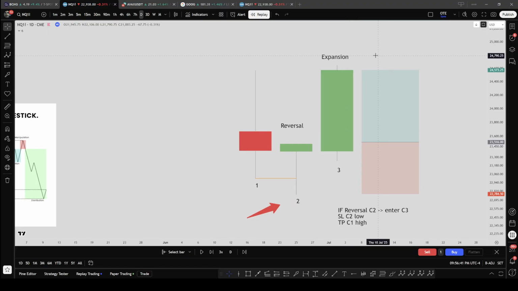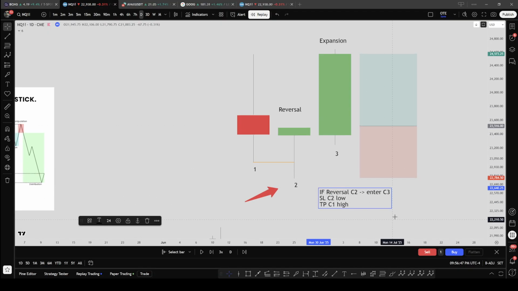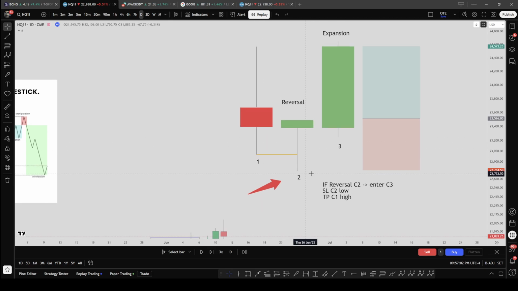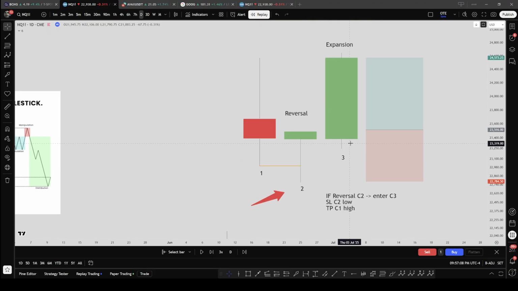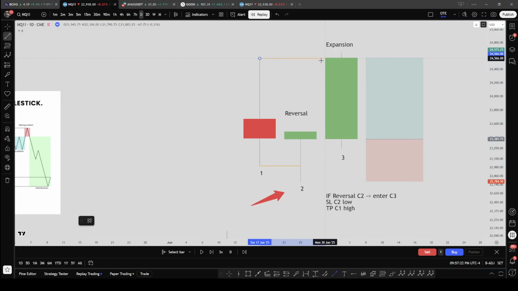Why it's so great is because if you follow the framework, I kind of put in the if-then statement. So if reversal candle, which is right here, it's known as candle 2 or C2, the candle to the left of the reversal candle is candle 1. So if reversal candle C2, then enter candle 3. This is candle 3 right here. Once you enter on candle 3, put a stop loss on candle 2 low, and take profit at candle 1 high. It will look like this ideally.